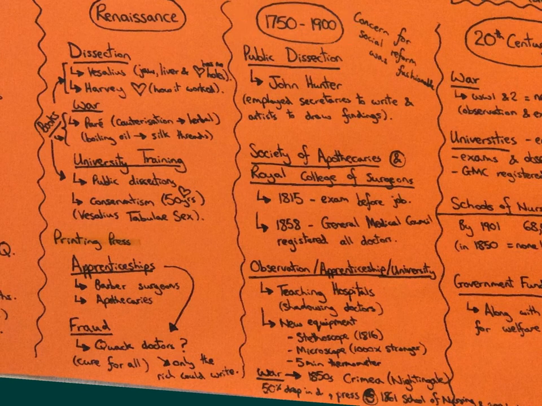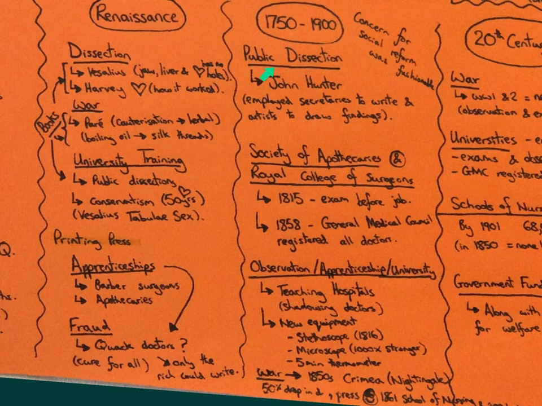Similarly, in the industrial period, we see people like John Hunter coming along, and John Hunter was famous for employing secretaries to write down his findings when he was doing these public dissections of human bodies, and artists to draw his findings as well. So he did lots of detailed analysis, for example, of pregnant women and the babies inside of their wombs and various other aspects that hadn't been covered by previous doctors, and this would lead to better training for knowledge of anatomy than we'd seen in the past.